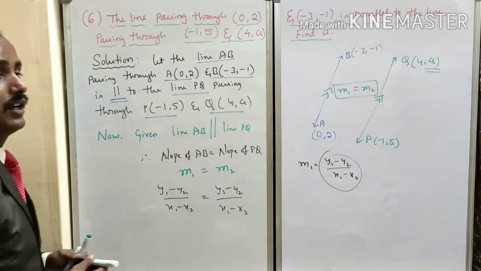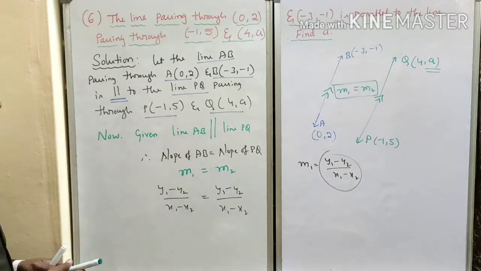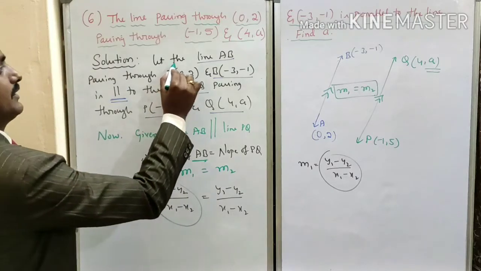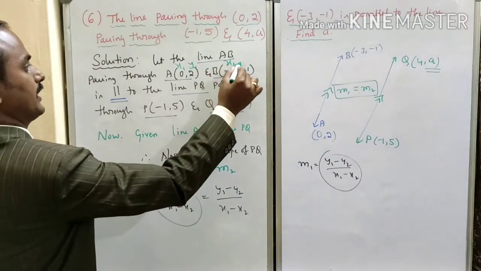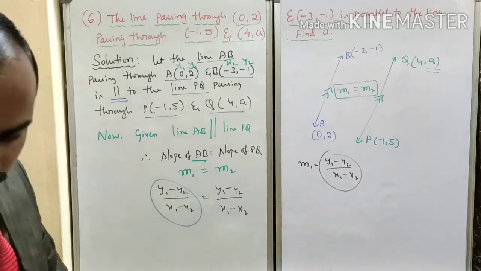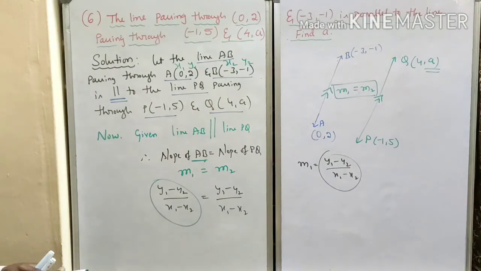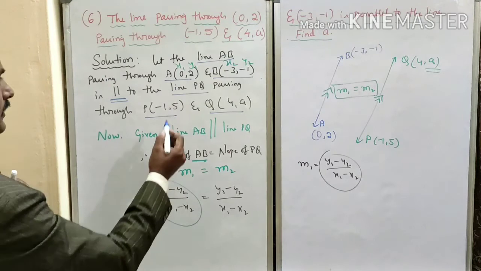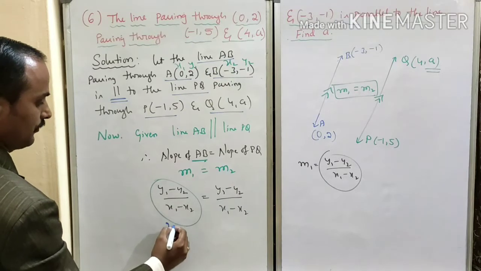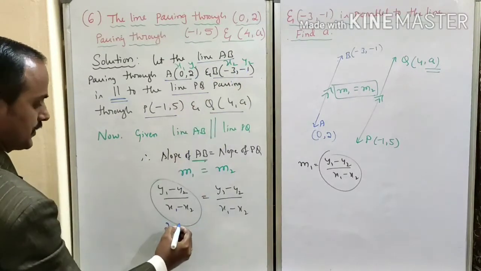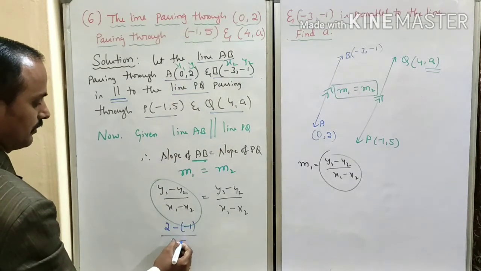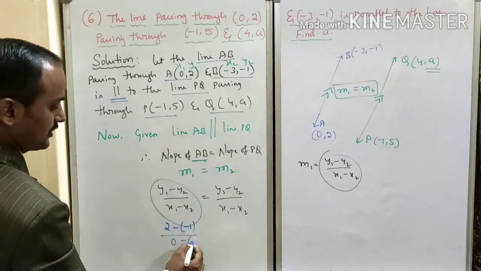But substitute the coordinates properly. For this one I am substituting the AB coordinates, x1 y1, x2 y2. Shall I substitute here, dear children? Look here, I will substitute. See, easy, is it? What is the next step? Y1 is 2, in the formula minus, y2 is minus 1, use the bracket, divided by x1 is 0, in the formula minus, x2 is minus 3, use the bracket, is equal to.